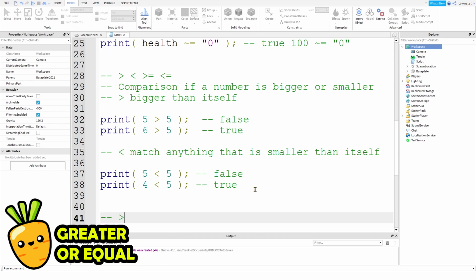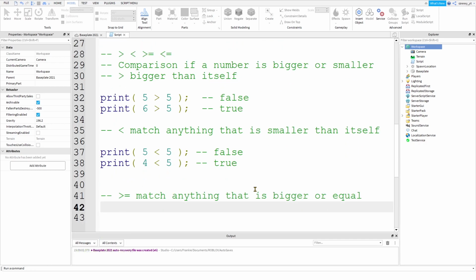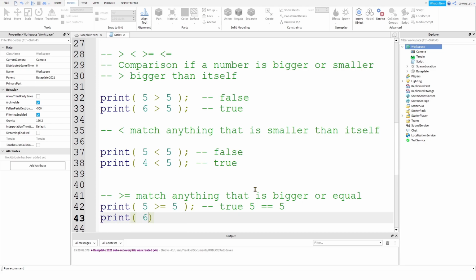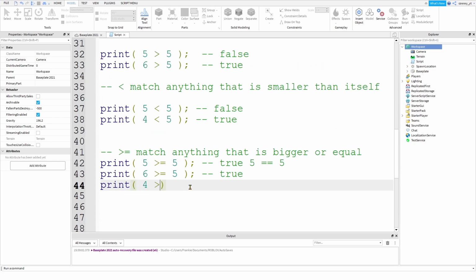Then we got the greater or equal symbol. This will match any number that is bigger or equal. Unlike the greater symbol, this will match whether or not it is equal as well. So for example, 5 greater or equal to 5. In this instance, yes, it is. It is not greater, however, it is equal, so it will say true. 6 greater or equal to 5. Yes, because 6 is greater than 5 even though it is not equal. Finally, we got 4 greater or equal to 5, and that would be an obvious no because 4 is not greater than 5 and is not equal to 5 as well.